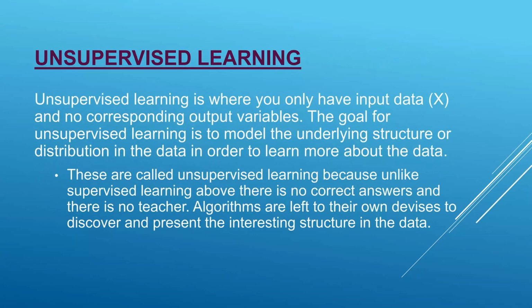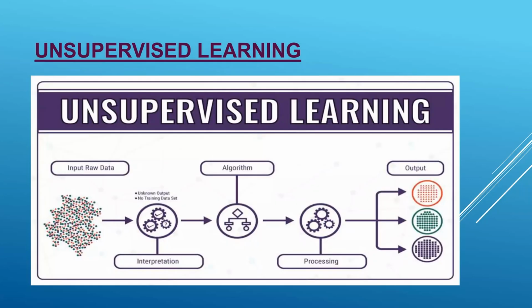Unsupervised learning is where you only have input data, X, and no corresponding output variables. The goal for unsupervised learning is to model the underlying structure or distribution in the data in order to learn more about the data. It is called unsupervised learning because, unlike supervised learning above, there are no correct answers and there is no teacher. Algorithms are left to their own devices to discover and present the interesting structure in the data.